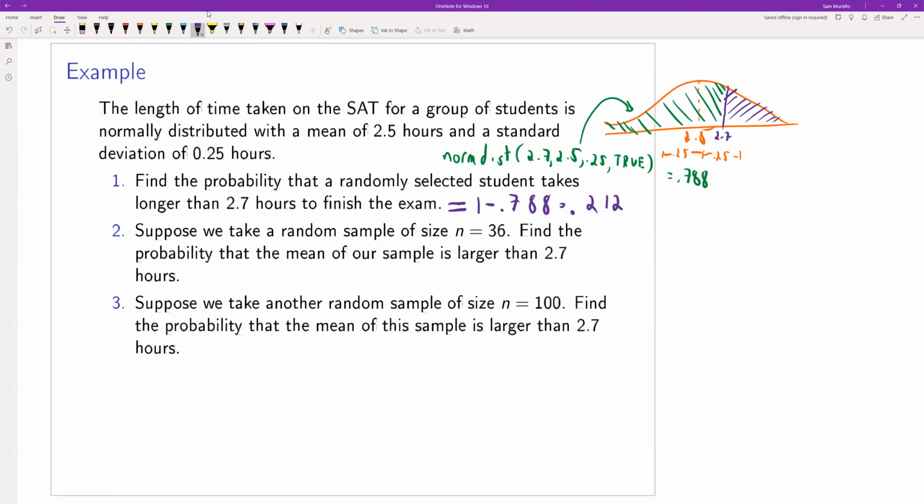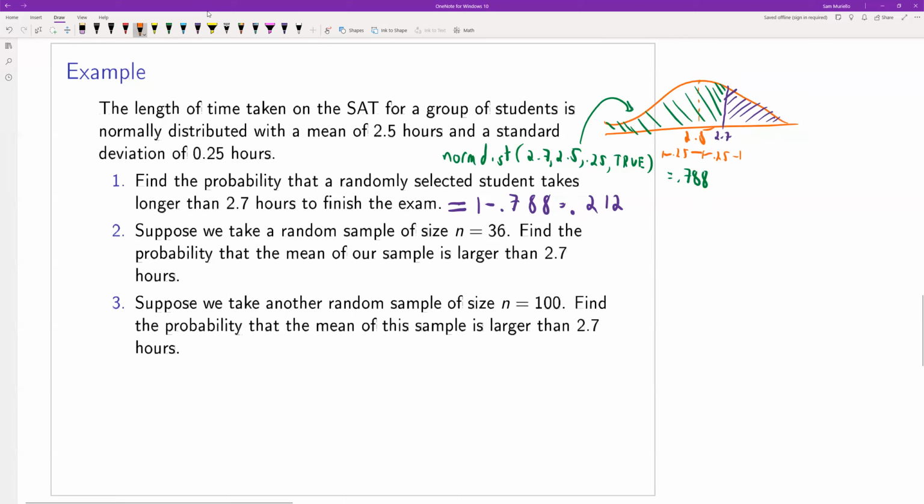Now, for part 2, it's asking us something very similar: the probability that the mean is longer than 2.7 hours. But we're not looking at an individual anymore. We're looking at a sample of 36 individuals. So we're saying out of all of the students who took the SATs, we're taking 36 randomly, and we're finding the mean of what their time was. Some were probably a little longer than average, some were probably a little shorter than average. What's the odds that this mean of what we took is going to be larger than 2.7?